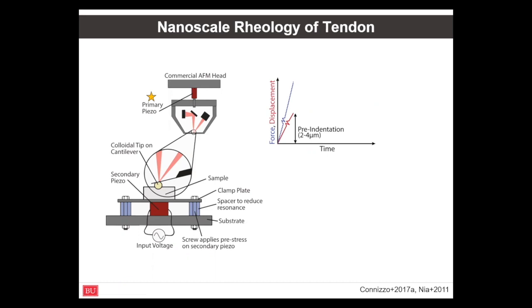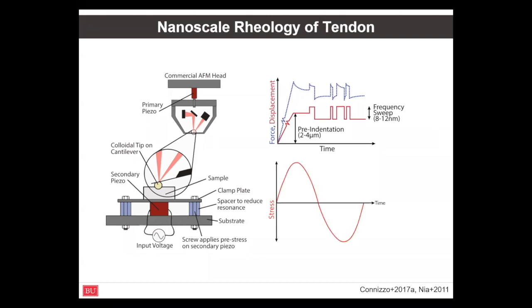And then we can allow our tissue to relax. And then we apply, with a secondary piezo that's located underneath the sample with a custom setup, a nanoscale dynamic frequency sweep. So for those of you who are familiar with this technique, essentially you input a dynamic, sinusoidal stress, you get out a sinusoidal strain, and then the ratio of the amplitudes of the stress and strain is equivalent to the dynamic modulus of the tissue. And then the phase lag between the two is indicative of the phase angle.